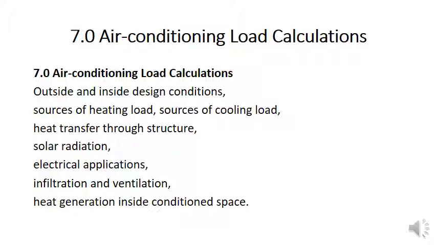So in that air conditioning load calculation, these are the basic criteria. First is outside and inside design condition, which we have already discussed in the previous slides. Then source of heating load and source of cooling load, what the different sources are, will be discussed. Then heat transfer through structure, which means walls, roof, etc. Then solar radiation, electrical appliances, and infiltration and ventilation. This is the additional load on the cooling or heating system. Then heat generation inside the conditioned space, which may be due to the presence of human beings or some appliances.